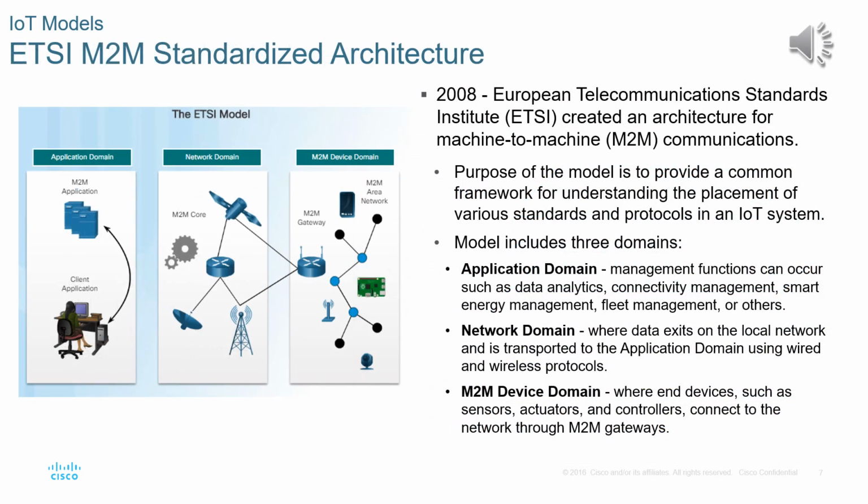In 2008, the ETSI created an architecture for machine-to-machine communications, which also includes IoT devices. The purpose of the model was to provide a common framework for understanding the placement of various standards and protocols in an IoT system. The ETSI M2M model includes 3 domains, as shown in the figure.